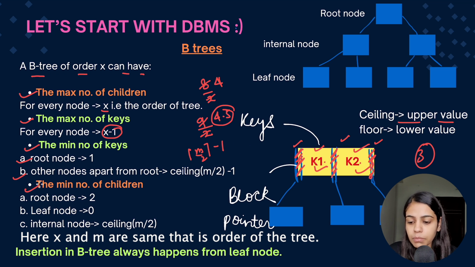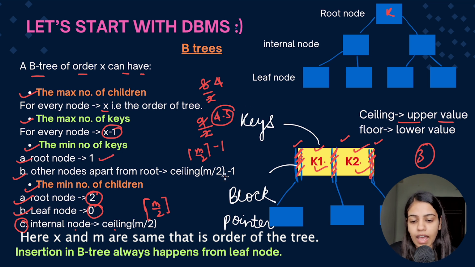Now, what is the minimum number of children? For the root node we can have a minimum of 2 children. For the leaf node we won't have any children because the leaf node is the last node in the tree. And coming to the internal node, we will have ceiling of m by 2. This is the minimum number of children an internal node can have. Leaf nodes will have 0 and the root node will have 2. The minimum number of keys in the root node would be 1.